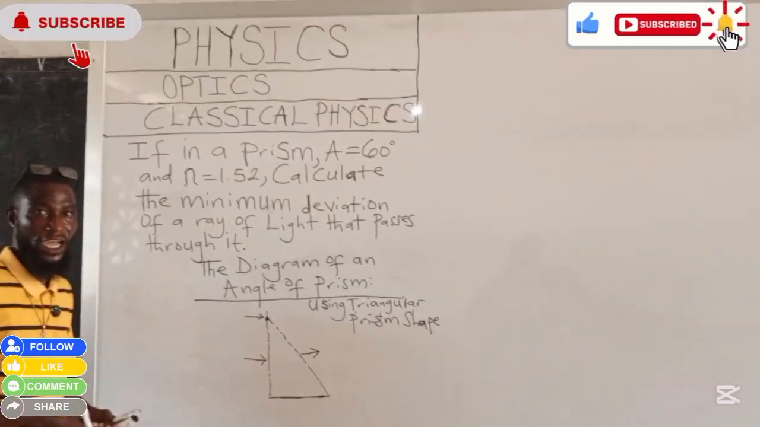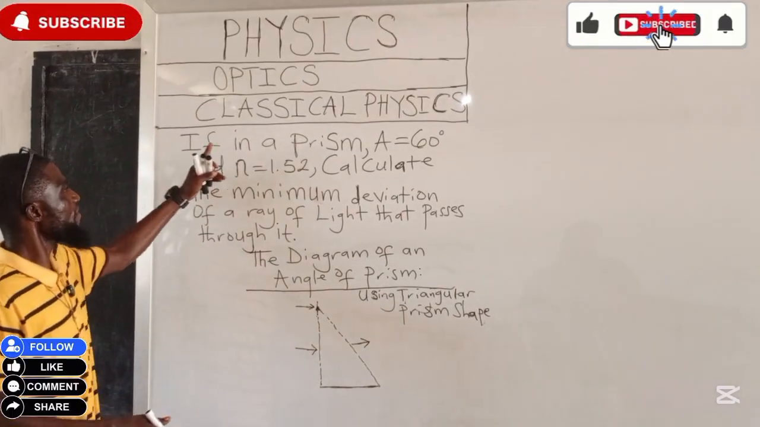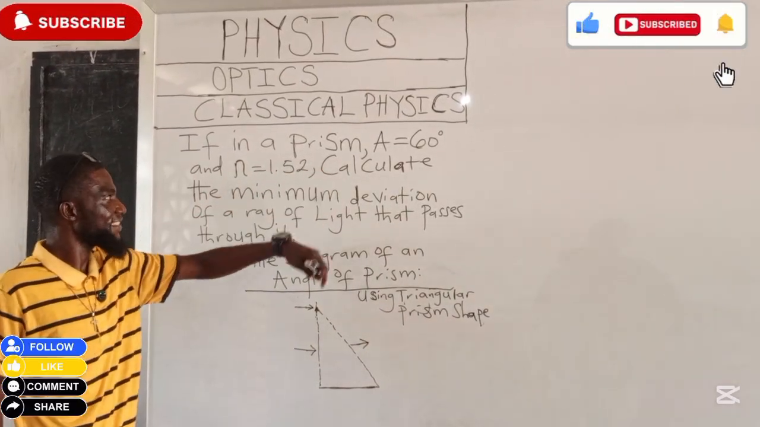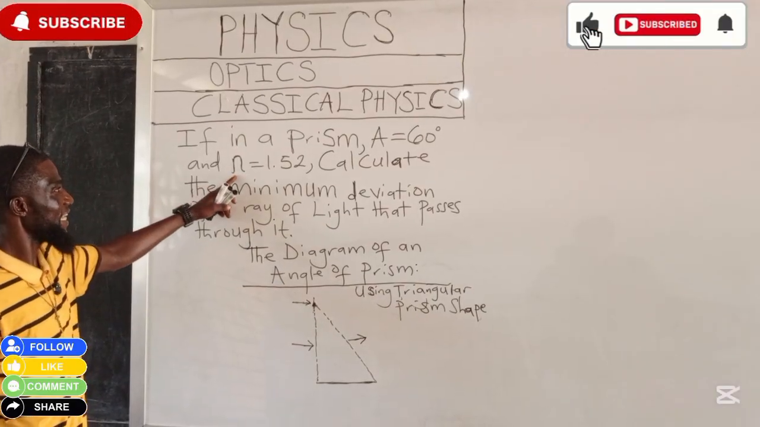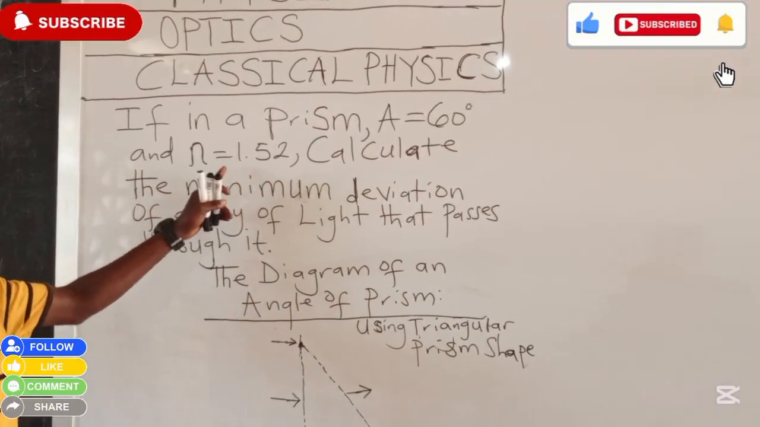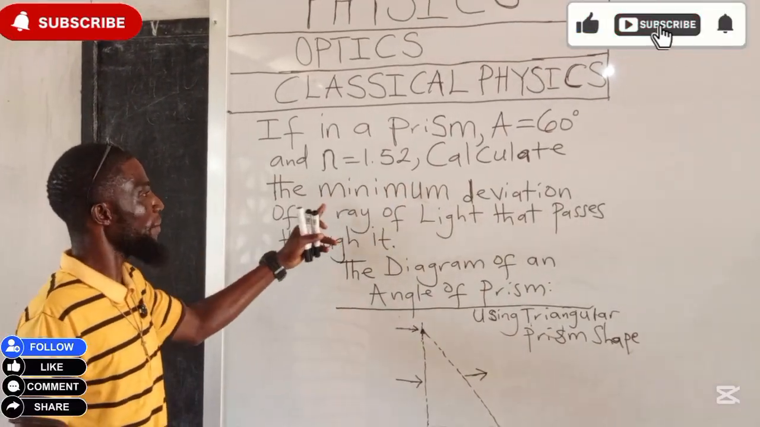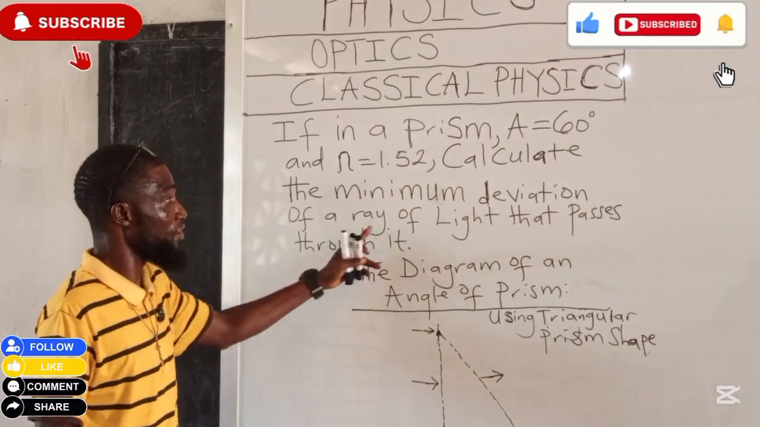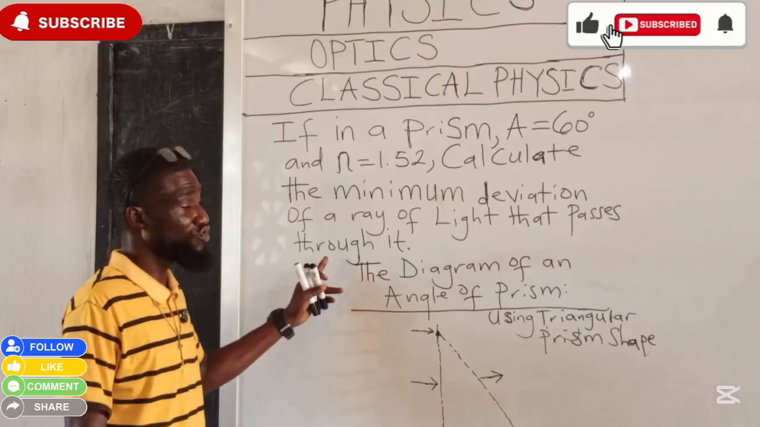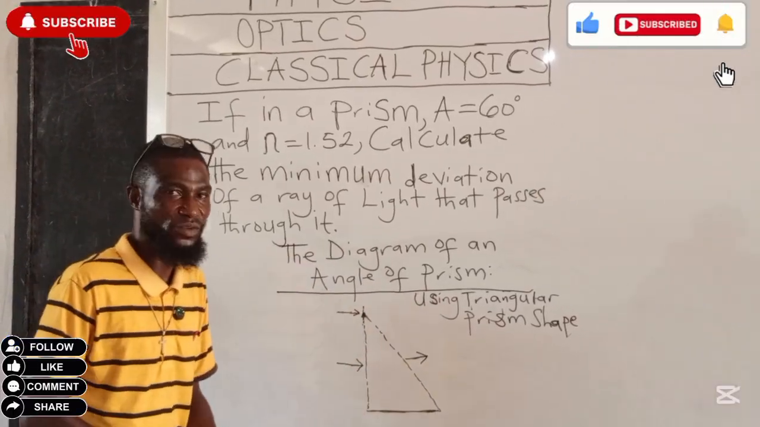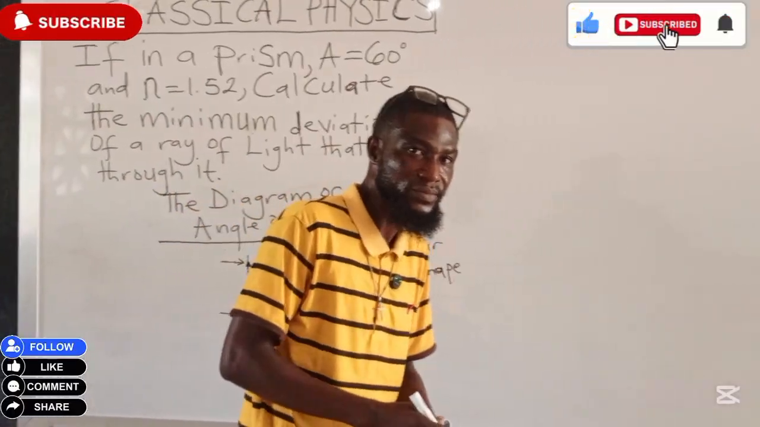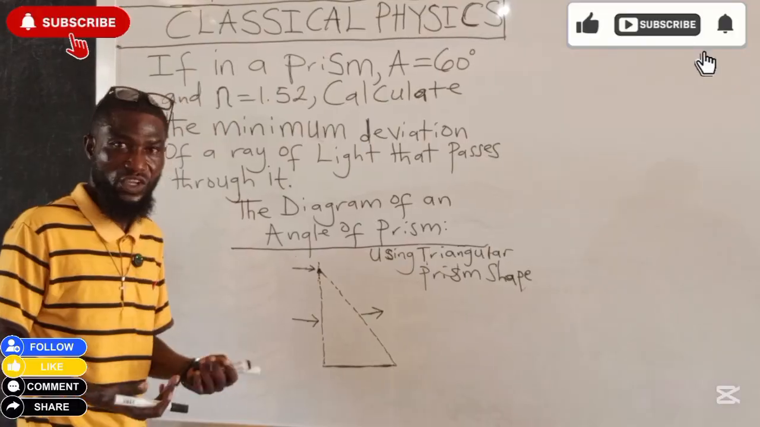Our problem today is: if in a prism A is 60 degrees and n is equal to 1.52, which is the index of refraction or the refractive index, calculate the minimum deviation of the ray of light that passes through it. Ladies and gentlemen, before solving our problem, we'll be looking at our diagram.